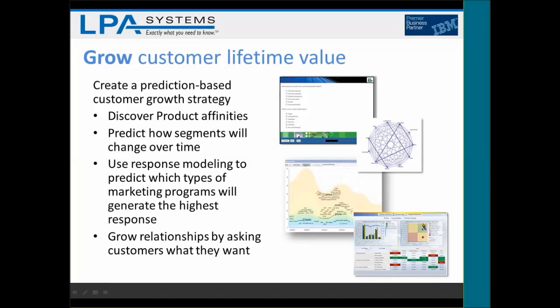So this is the next strategy that will help ensure your customers are more satisfied with your service and reinforces their decision to buy from you again. So some of the things that you can do, you can discover product affinities. A modeler helps you perform this type of analysis. Customers often purchase products and services together or in certain sequences. By analyzing these market baskets, as they're called, you can offer customers appropriate additional products at just the right time.